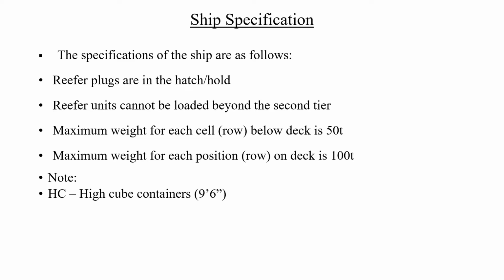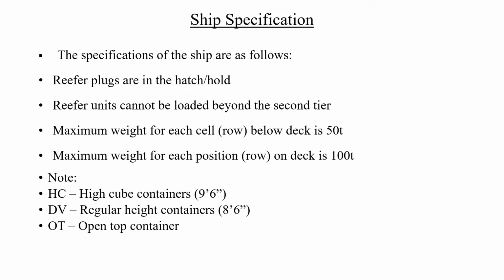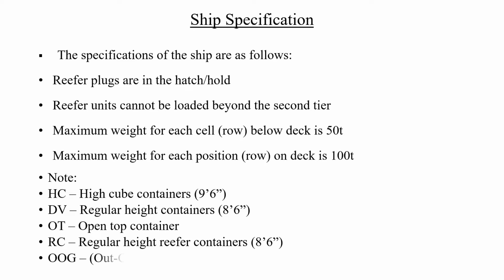There are some notes with the different indicators, like I cubes, HC, which we know is 9 feet 6 inches. There is a DV regular height container, 8 feet 6 inches. Open top, OT. RC is a regular reefer container, 8 feet 6 inches. And a specification now about the actual open top, which can be considered out of gauge, OOG, which states that it would be over high, over the regular height of the container.